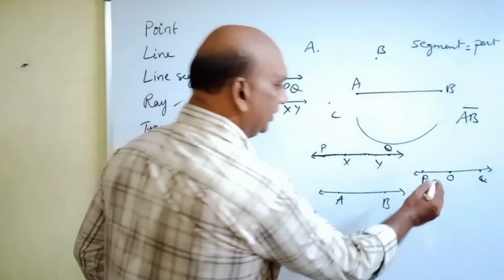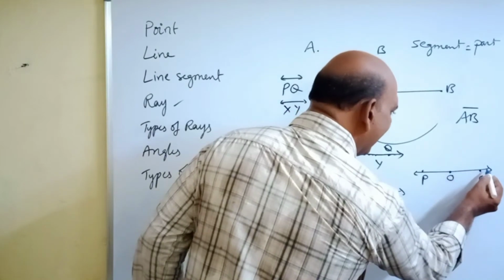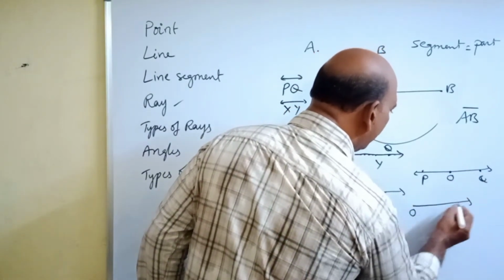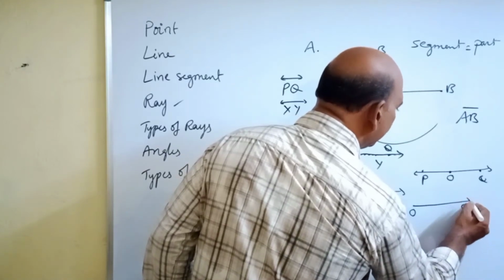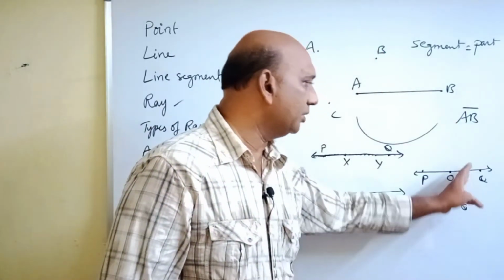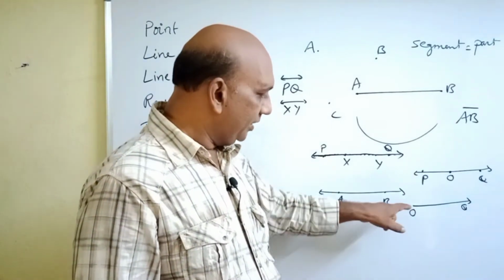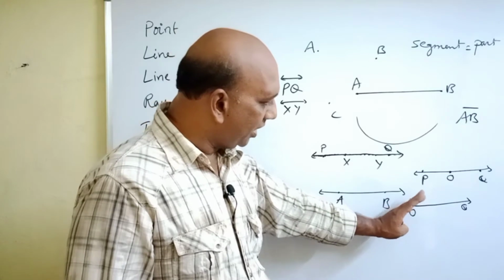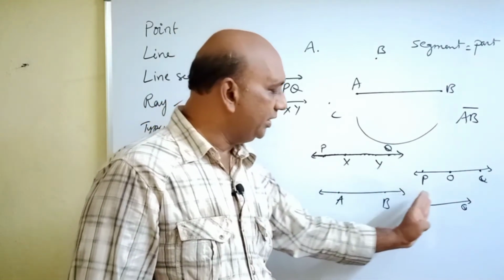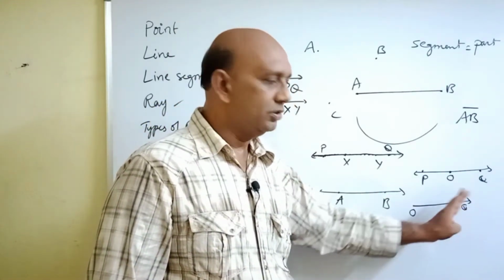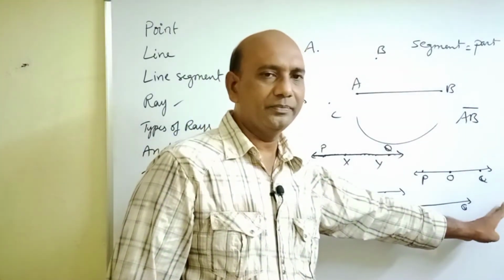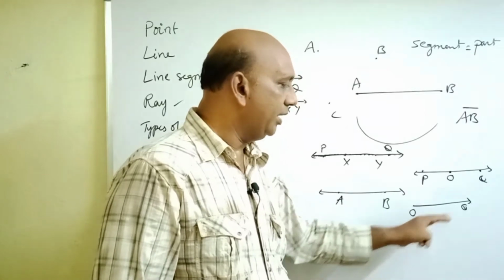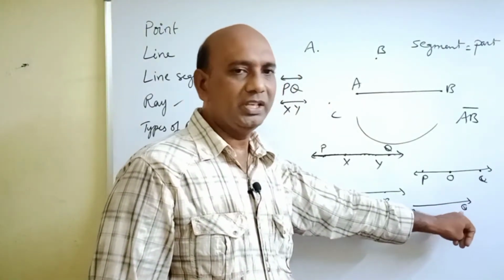That means this is the end point. If we take the right side part, it will be like this. So this is O and this is Q. This is the right side part of the line. But here O is the end point. It does not extend this side. Only on the right side, where the arrow mark is. So it extends only one side. On one side there is end point O, and towards Q there is no end point.